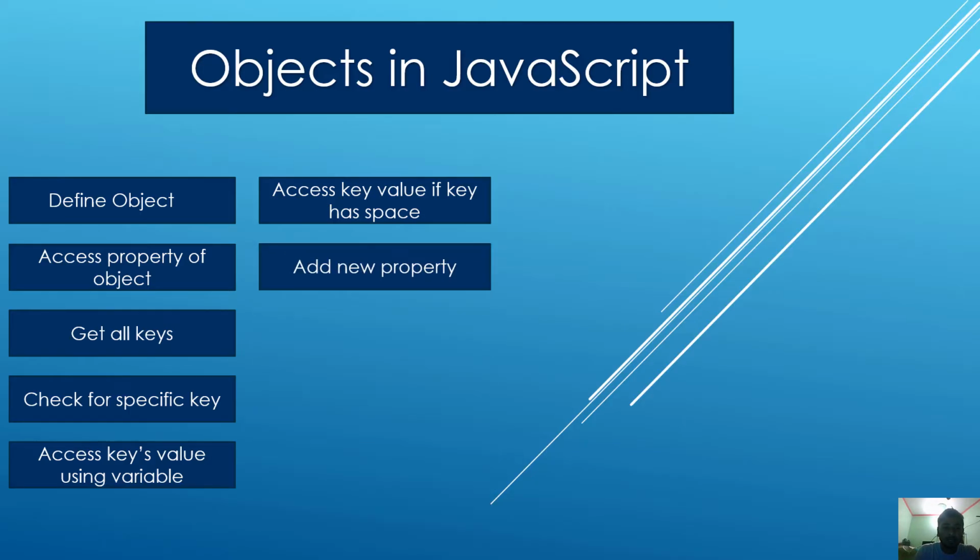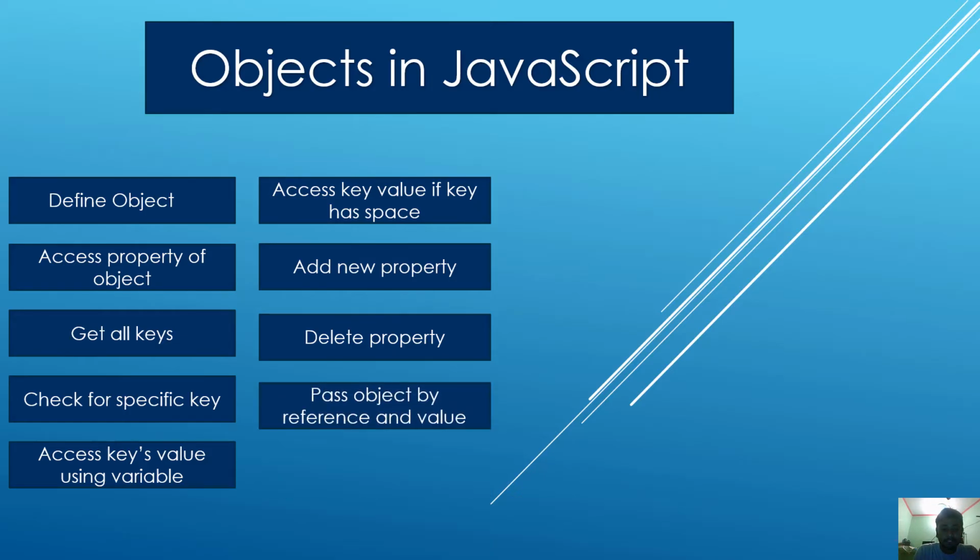We'll look at it. Also, I'll cover how you can add a new property. Suppose you had defined an object with some keys, and after that you need to add some new property to the object. So we'll look at it. Also, how can you delete any property or any key from the object. Next one, we'll see pass object by reference and value.